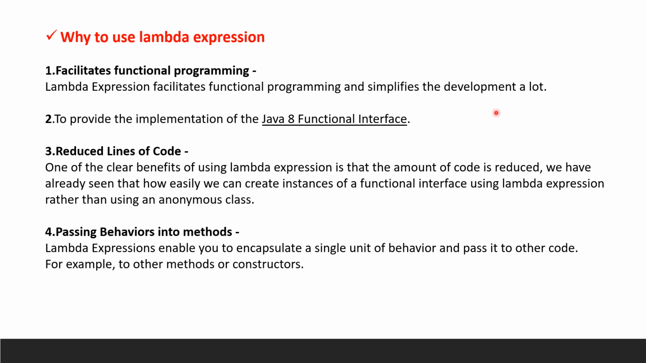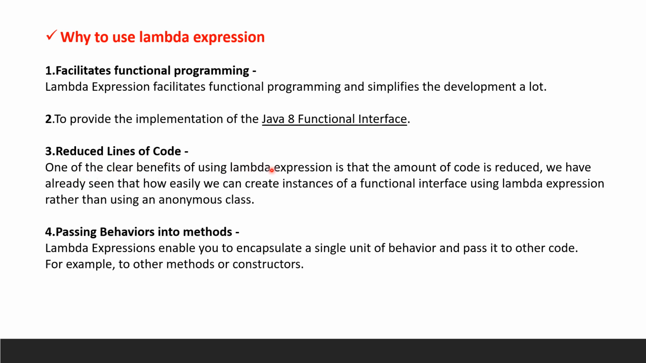We have been seeing with the examples before Java 8, without the lambda expression, how much code it is, and after that, how it is simplified to a single line of code. So it is actually simplifying a lot of development, and it is facilitating functional programming. That is one point. And to provide the implementation of a Java 8 functional interface. We have seen one of the examples of how we are implementing the functional interface also, right? So this is also one of the usages of the lambda expression.